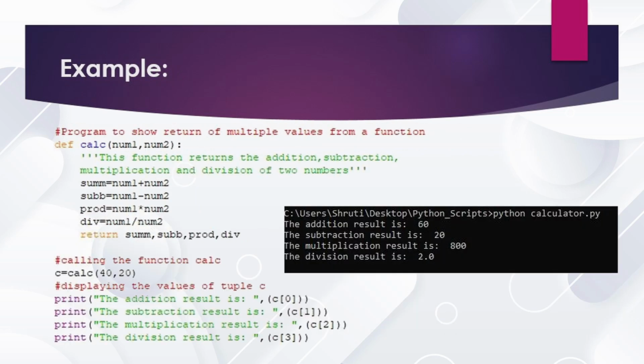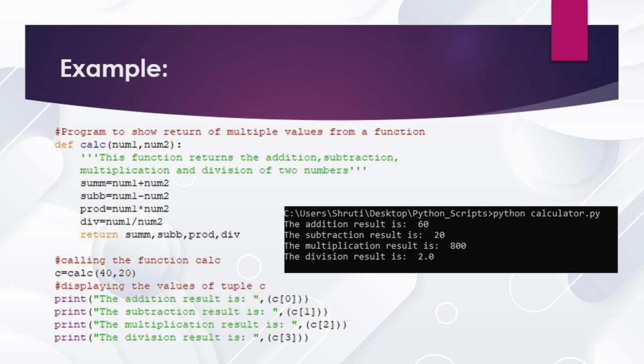Let us look at another example. This program demonstrates how a function in Python can return multiple values. The function calc takes two numbers as input and performs four operations: addition, subtraction, multiplication, and division. It then returns all four results as a tuple. The docstring is also included in the function to describe the purpose of the function.